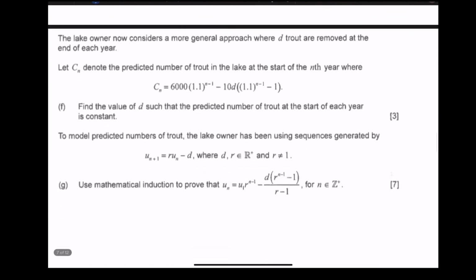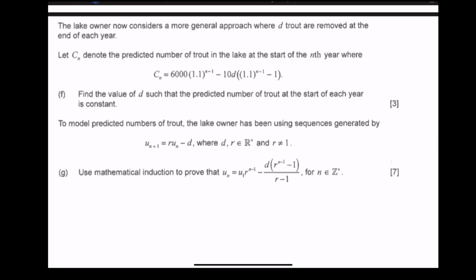Now moving on to part F. The lake owner now considers a more general approach where D trout are removed at the end of each year. So they have given you the formula. Cn is the predicted number of trout in the lake. Find the value of D such that the predicted number of trout at the start of each year is constant.